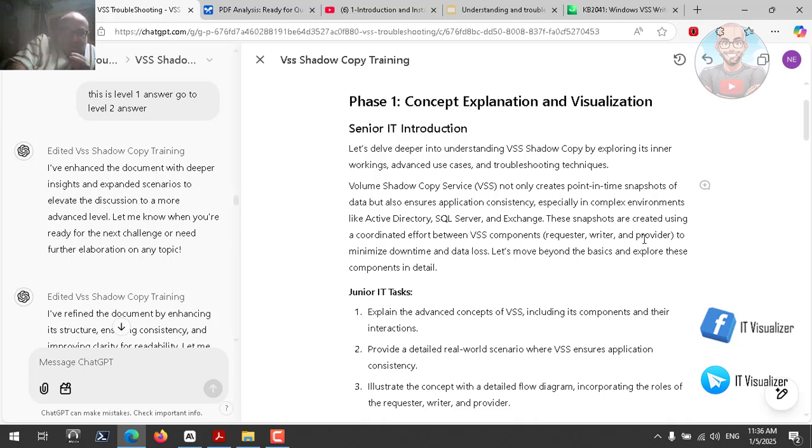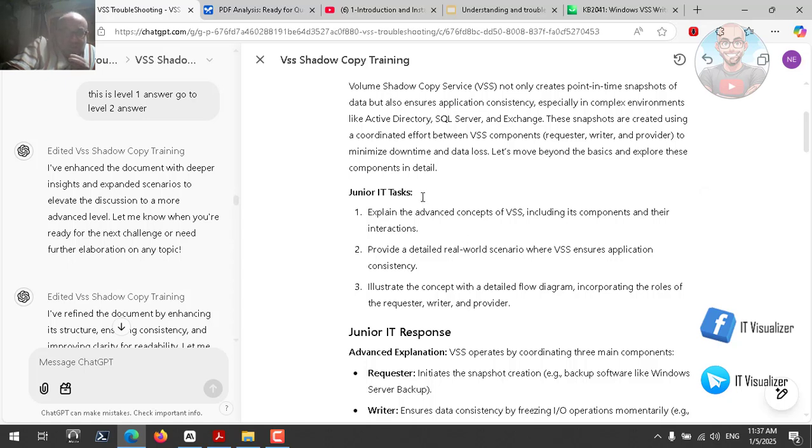Okay. And actually, who coordinates between all of these is the volume shadow copy service. Okay, so to minimize downtime and data loss, let's move beyond the basics and explore all these components in detail. Junior IT task. So this is, I think, stated, where the senior IT is talking to the junior IT. Junior IT task: explain the advanced concepts of volume shadow copy, including its components and their interactions. Provide a detailed real-world scenario where VSS ensures application consistency. Illustrate the concept with a detailed flow diagram incorporating the roles of the requester, writer, and provider.